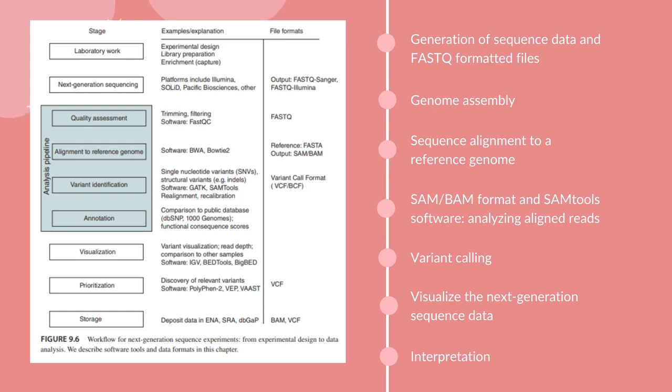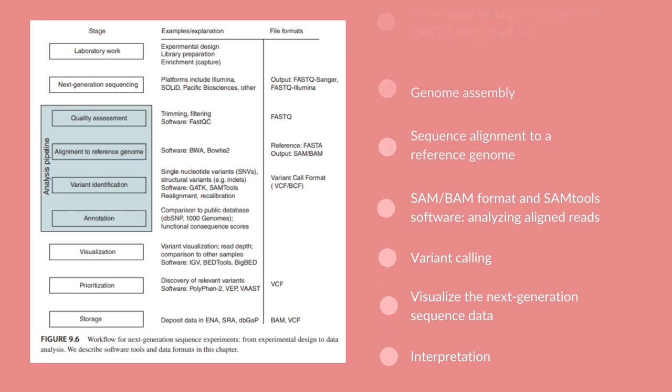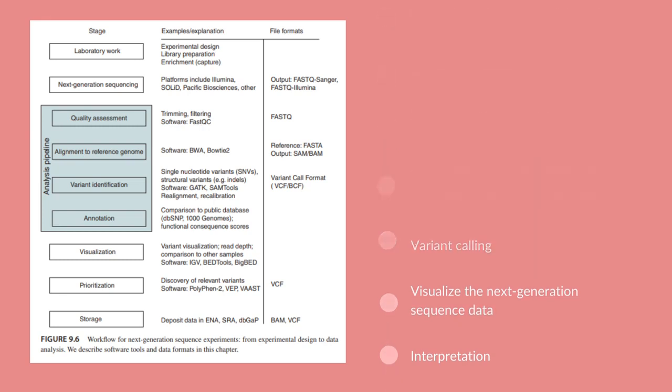Then we summarize the variation with the variant call format, VCF format. Then we visualize the next generation sequence data as well as genomic arithmetic with IGV, bedtools and bigBed. The final step involves interpreting the biological significance of variants and depositing data in repositories.